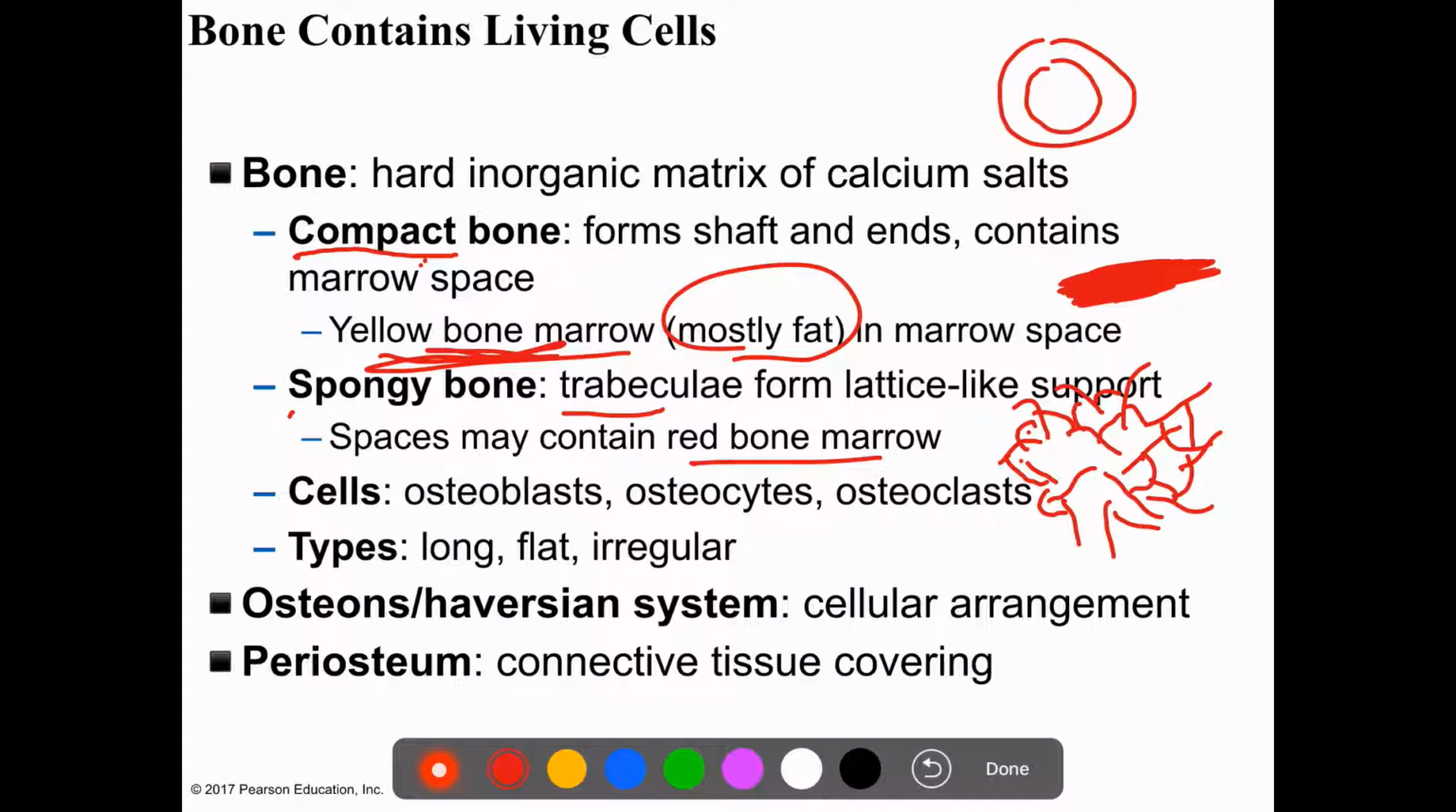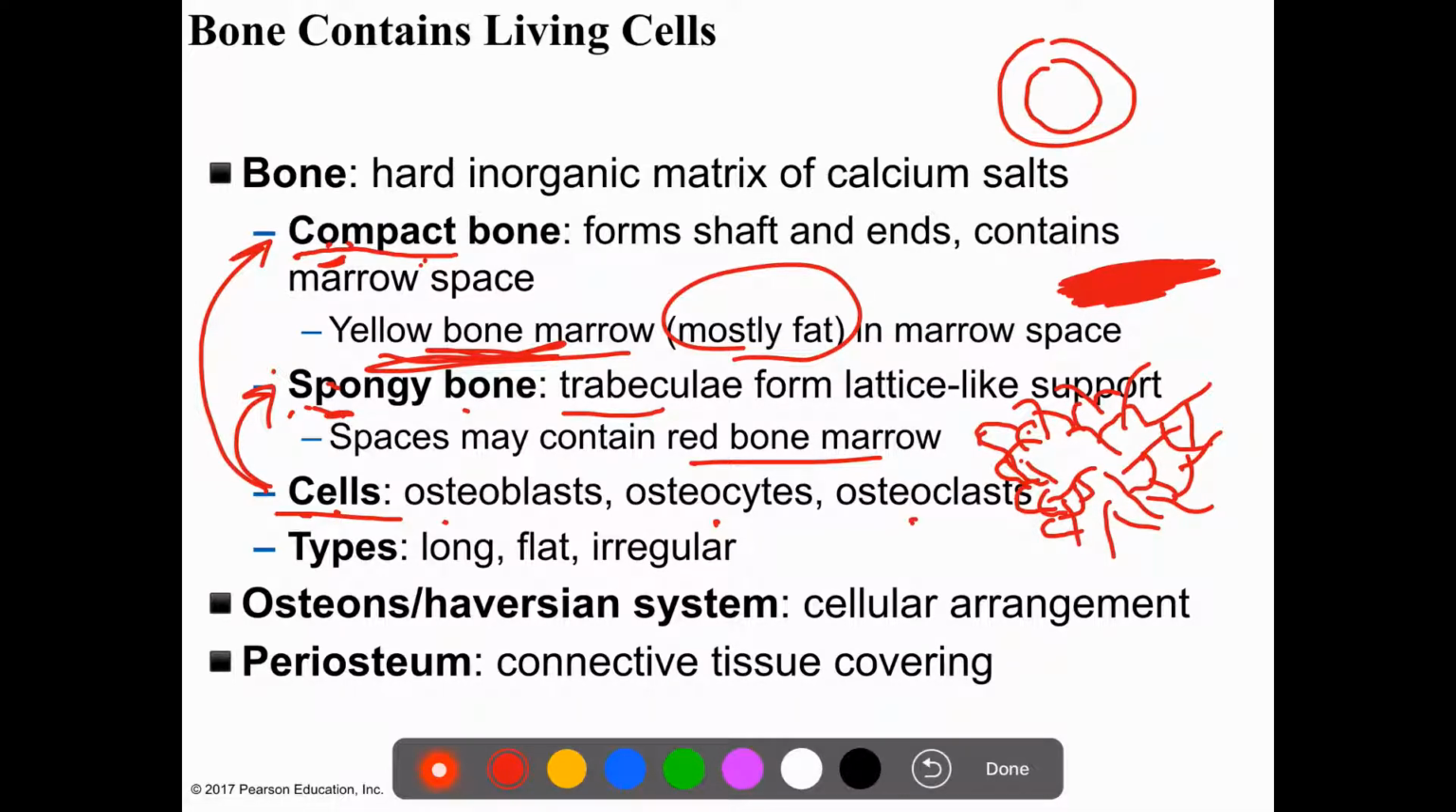Along with that, we have the cells. Now, these cells, the osteoblasts, the osteocytes, and the osteoclasts, form both types of bone. We can find them in the spongy bone, and we will find them, of course, also in the compact bone. So, no difference in cell type between the two types of bones. The difference is how the hard material is arranged. Is it arranged leaving spaces between each other, or is it just dense and compact?